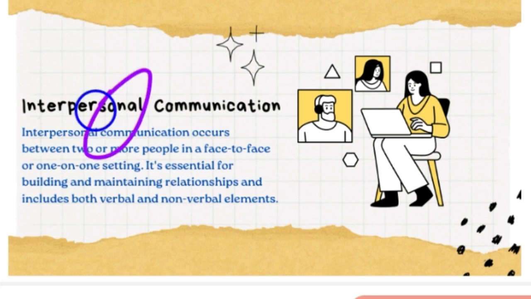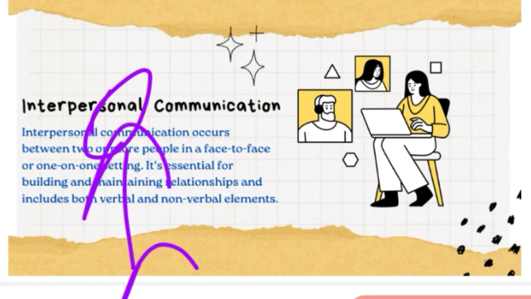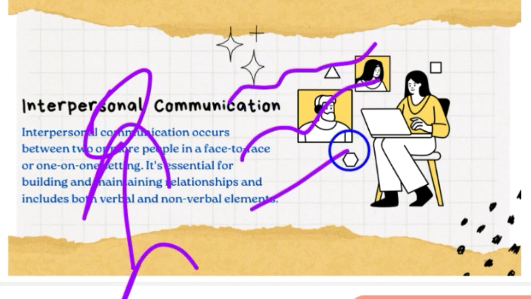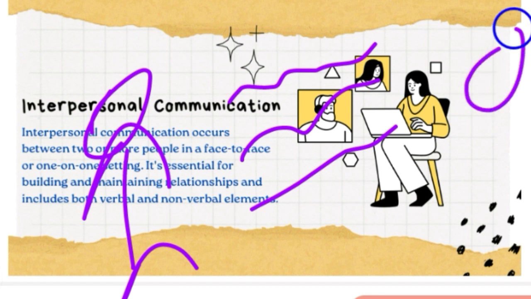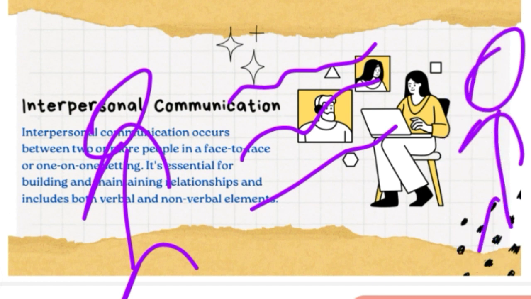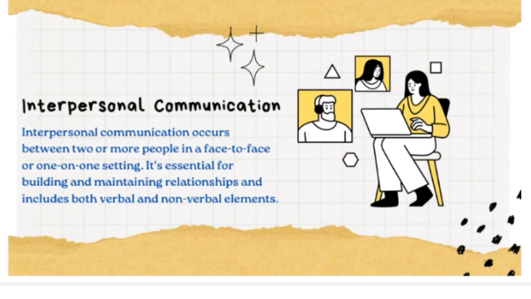Suppose a person is standing on a stage and speaking on a topic, but the audience is not interested in it. That is not good communication. Actually, when the person is speaking, there should be movement, face expression, and hand movement. That should be maintained during interpersonal communication.